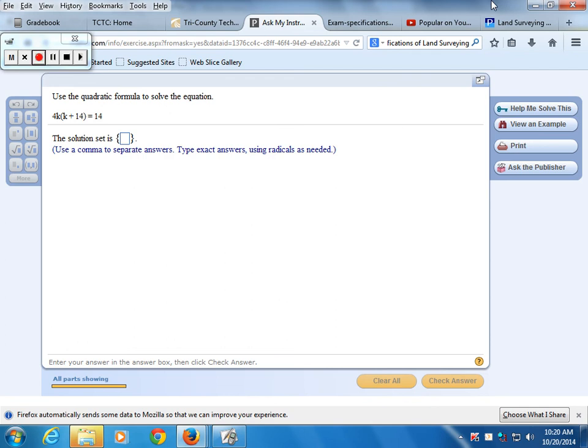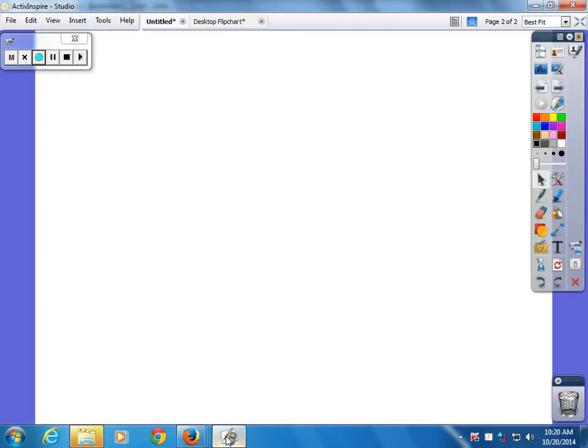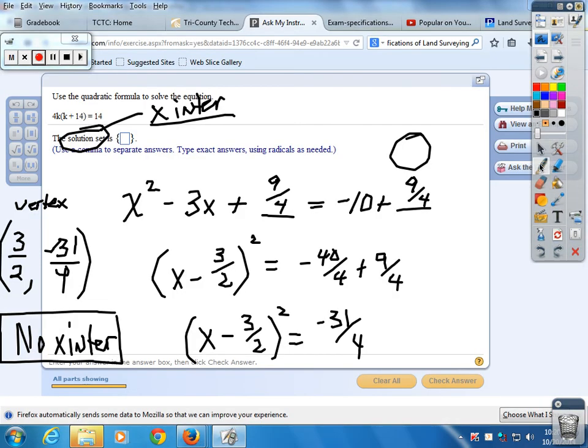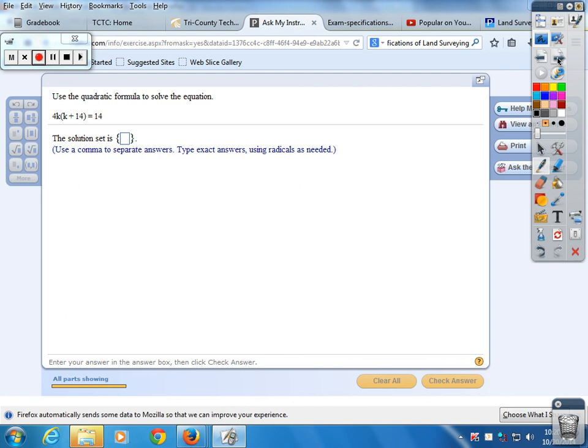All right, first of all, you can't do anything with this the way it's written. You're going to have to get it in quadratic equation form. So, just get rid of that k, you don't need k. What do you need? x. 4x times x plus 14 is equal to 14. All right? Change it into a quadratic equation. Right now, it's not in quadratic equation form.